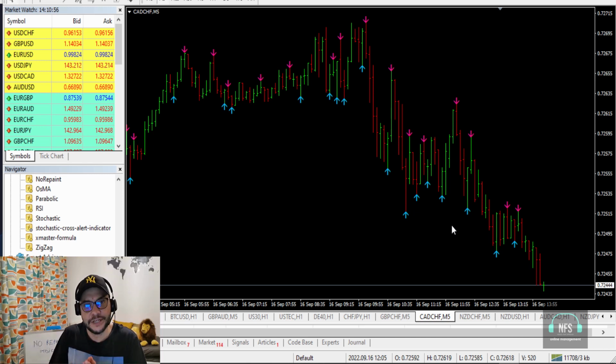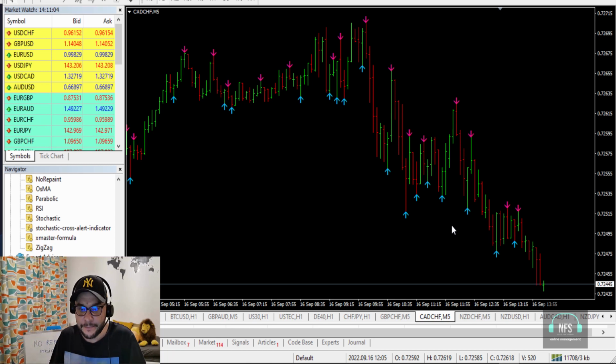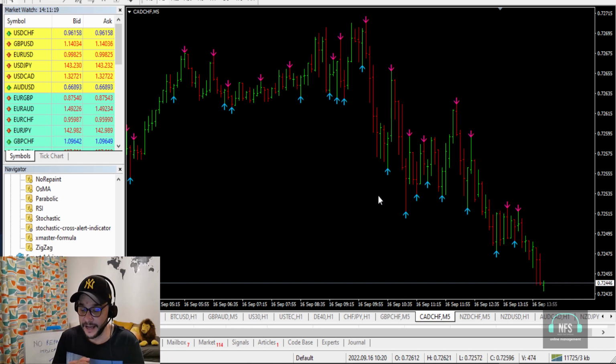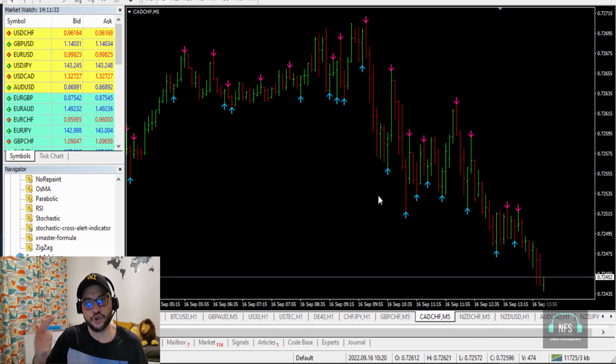So, as the name suggests, this is exactly a no repaint indicator, and that means this is a very nice thing because you can backtest this indicator and see that truly it is not repainting. All right, guys, so the no repaint indicator is for MetaTrader 4, as I mentioned, and provides long and short arrows as trading signals.